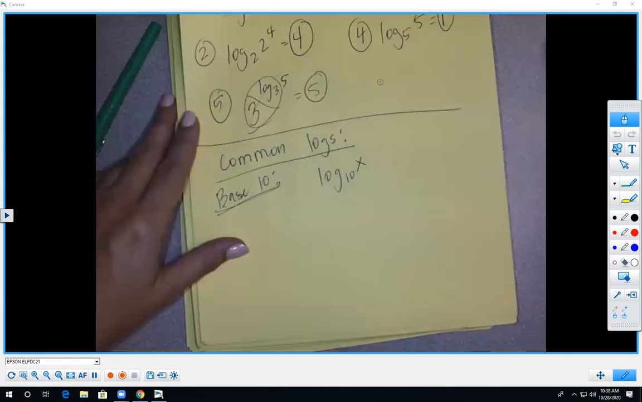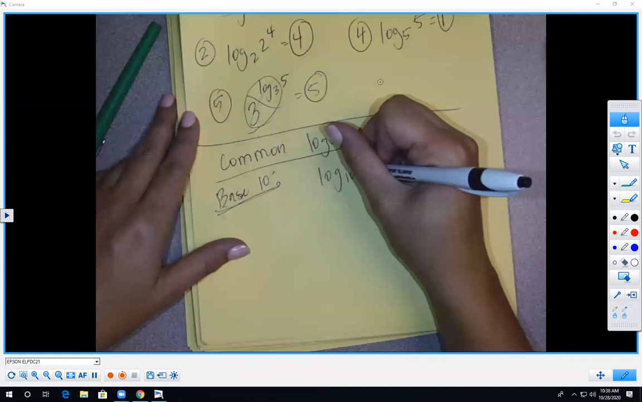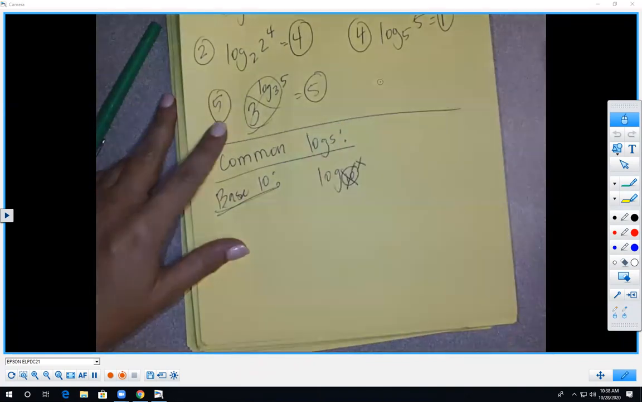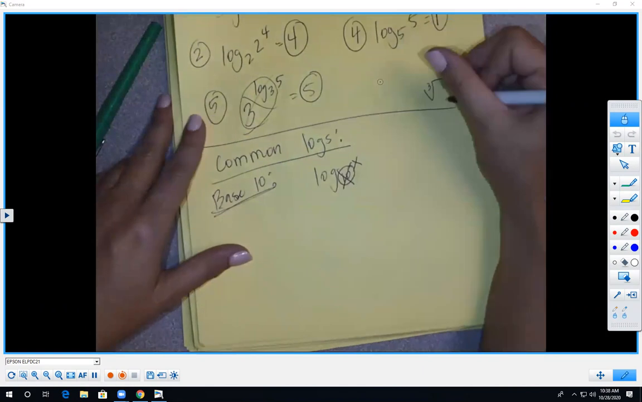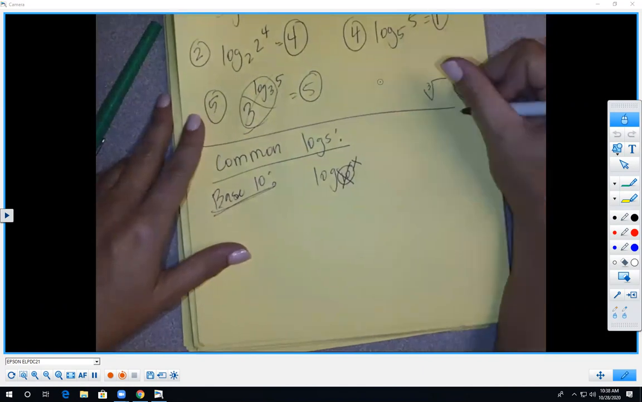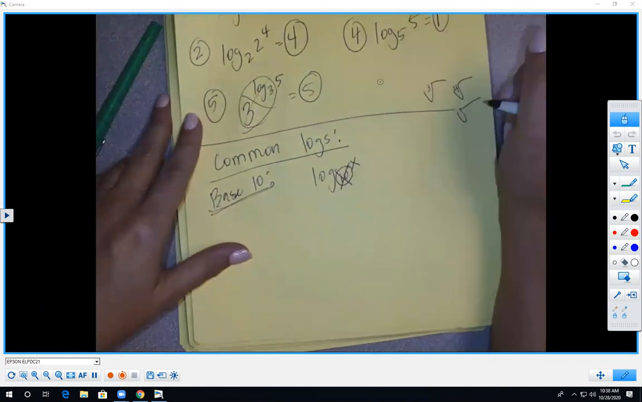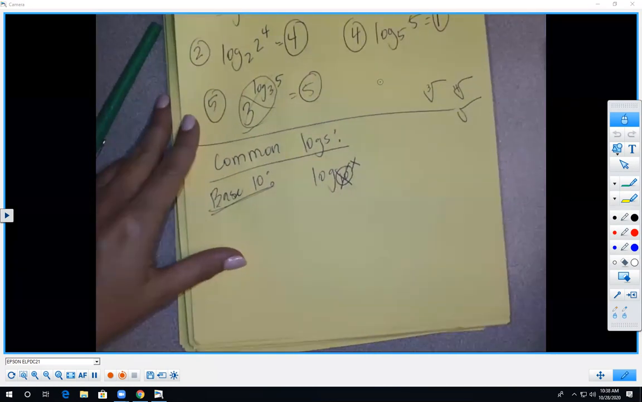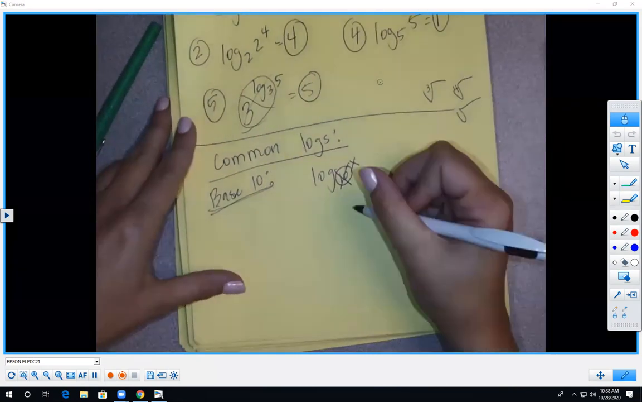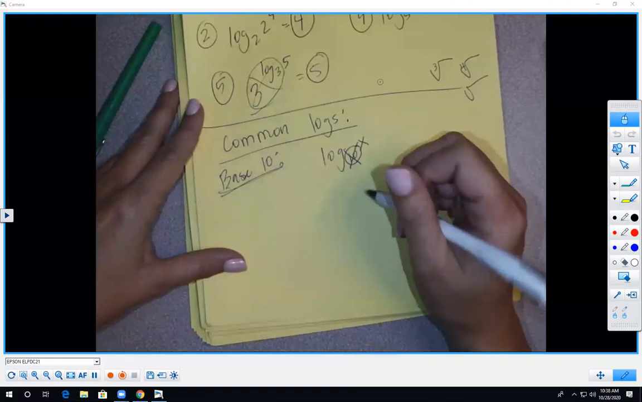When you have a common log, log base 10, you don't have to write the base. It's kind of like the idea of cube root, I have to put a 3 right there. The fourth root, I have to put a 4 right there. For square root, do I have to put anything there? We assume it's a 2. We understand it's a 2. Same thing with logs that don't have a base written down. We assume and understand it's a 10.